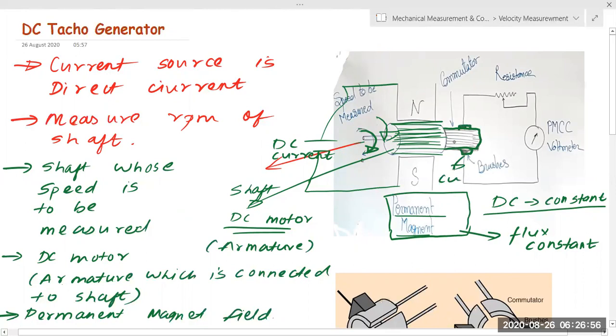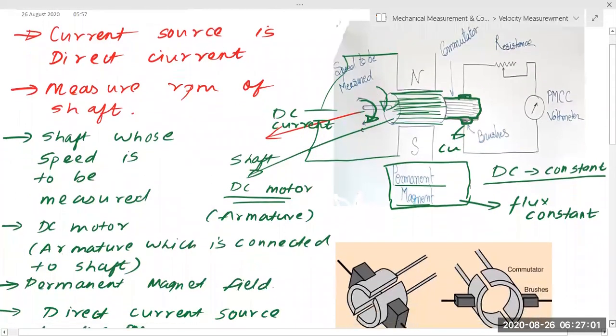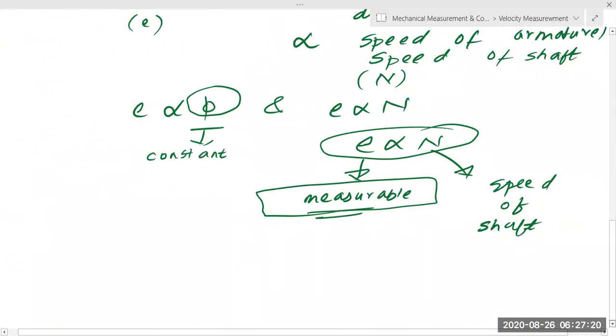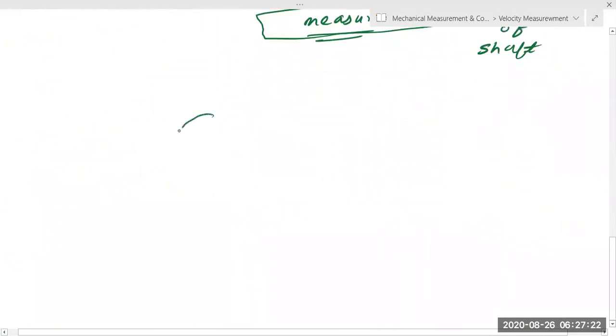Now what is the function of this commutator and brush? I'll just explain it here. You can see this commutator is a cup like thing which is of two sections. You can see section 1 of the commutator, section 2 of the commutator, and you can even see two brushes on both the ends. See, suppose this is my shaft. Now suppose the shaft is rotating.